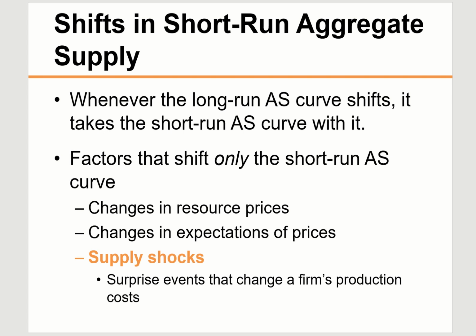All right, so whenever you have a shift in your aggregate supply curve, if it's increasing, you'll be shifting to the right. Decreasing, you'll be shifting to the left. You will only shift your aggregate supply curve whenever there is a change in resource price, a change in the expectation for prices, or whenever you have a supply shock. Supply shocks are surprising events that happen that change your firm's production cost, such as a change in the price of oil or the price of labor.